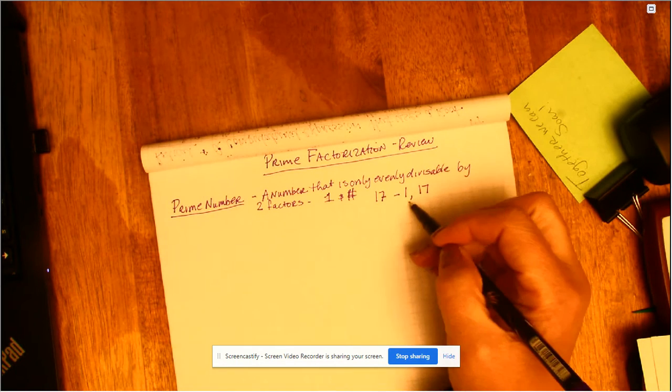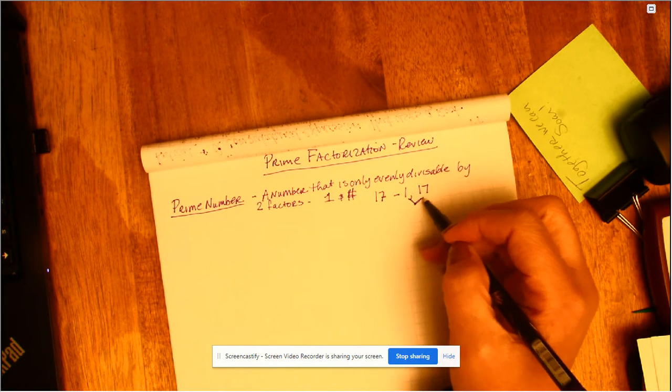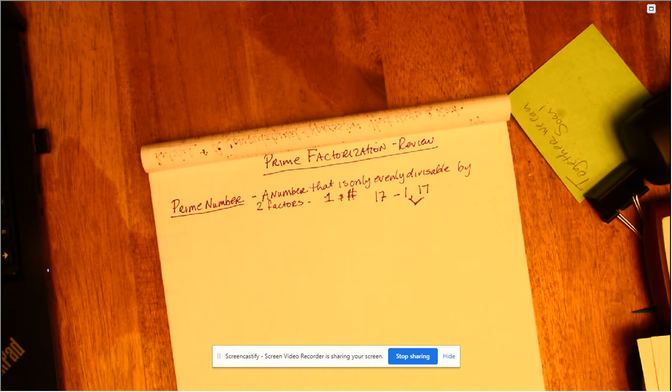We also sometimes call this a factor pair, okay? And a number that's prime is only going to have one set of factor pairs. And that factor pair is also going to be its prime factorization.